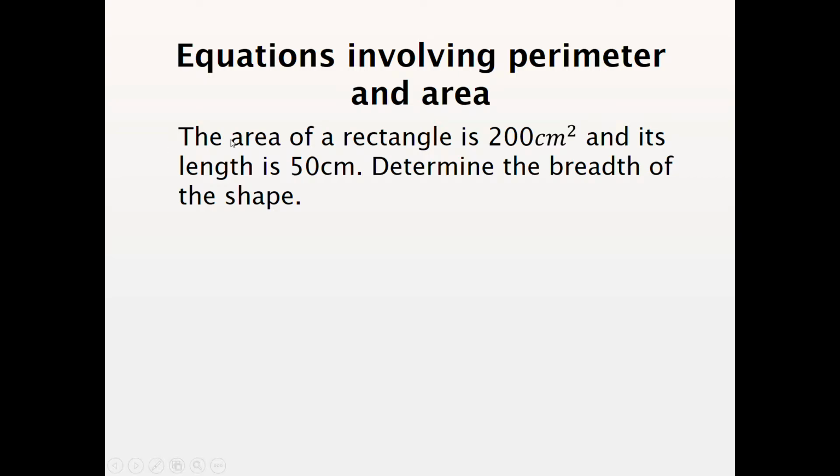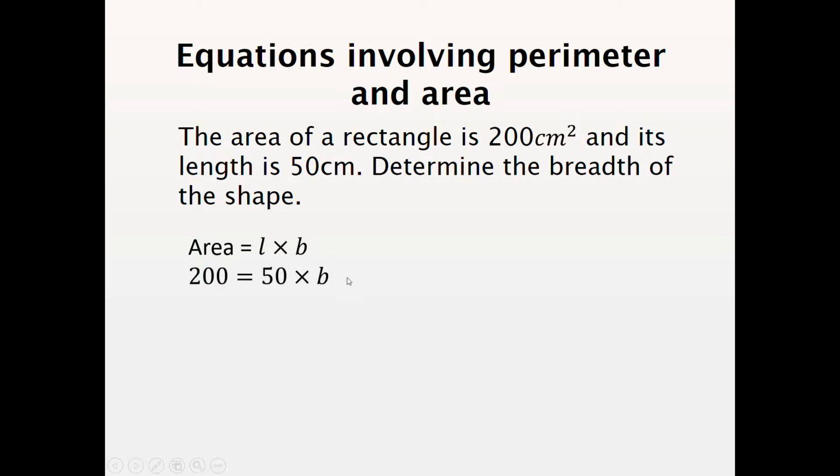Okay, so it says the area of a rectangle is 200 centimeters squared. Its length is 50. Determine the breadth. So all I'm going to do is write down the area formula because they gave me the area. Then I'm going to substitute what they've given me. So they've given me the area and the length, which I can substitute in. Now I need to find the breadth.